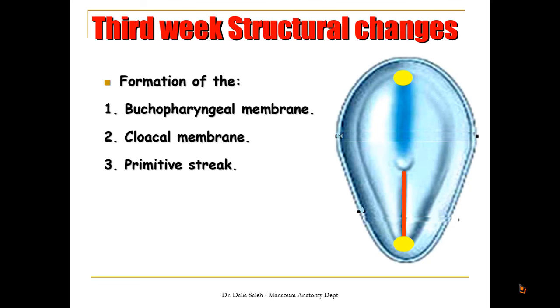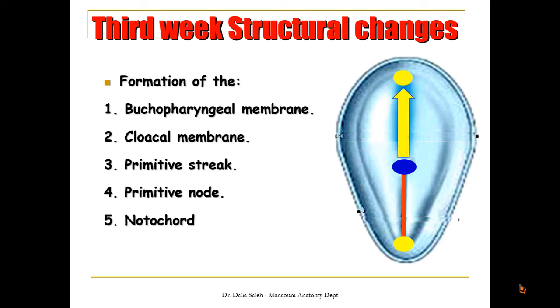In the midline of the caudal half of the embryo, we have the primitive streak. And cranial to it, we have the primitive node. These are two active areas where their cells will proliferate and form the intraembryonic mesoderm. Also, from the primitive node, a solid mass of cells will proliferate in the direction of the buccopharyngeal membrane. It will stop and form the notochord.